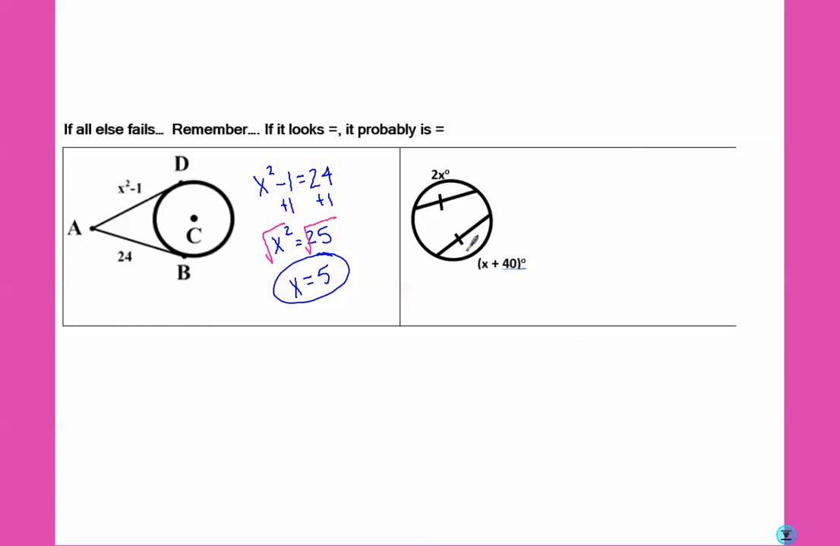Here, if the chords are equal, the arcs are equal. So 2x equals x plus 40. Subtract x. X equals 40. Those are all the examples. Go work on your practice problem.